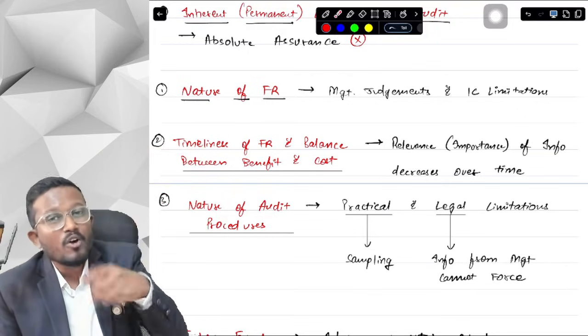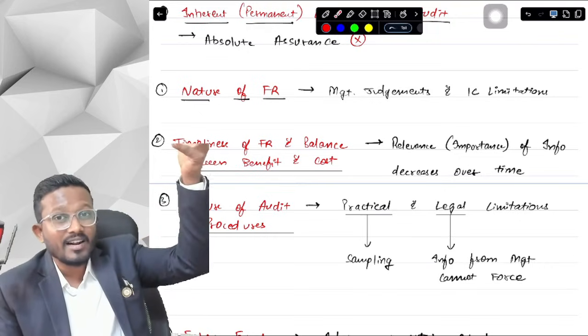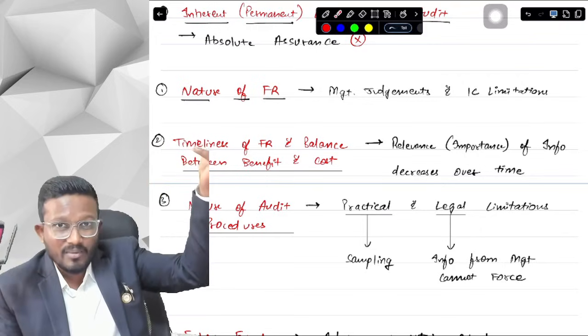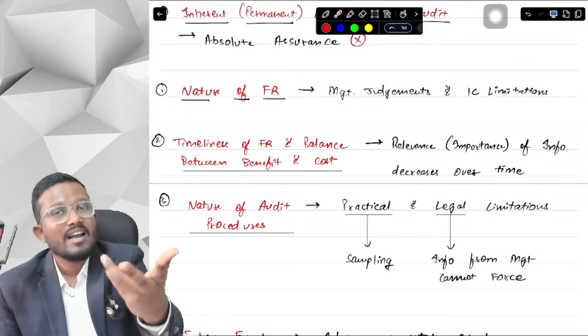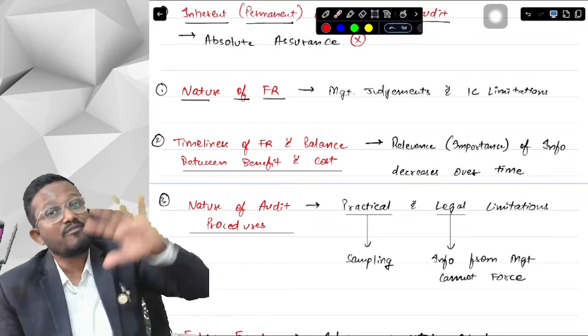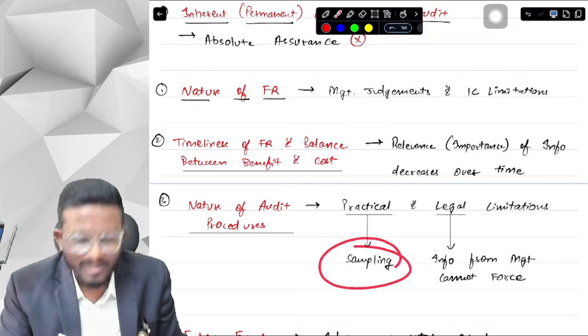Now we will do sampling. What I will assume is, okay, if all the sample is correct, then all the transactions will be correct. If the sample is wrong, then all the transactions will be wrong. So this is a limitation. This is a practical limitation. I cannot do anything about it. It may happen that the sample is wrong, but everything is correct. It may happen that the sample is correct, but everything is wrong. So this is a practical limitation.